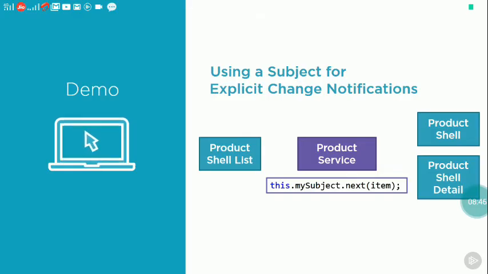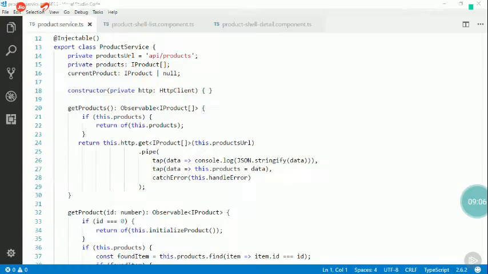Even though our application works perfectly fine without it, in this demo we'll change our code to use a subject and broadcast explicit change notifications. Our list component will push the user-selected product into the subject's observable sequence, which in turn will broadcast that selected product to the detail component. We are back in the APM sample application once again, looking at the product service. Here we have the current product property that is tracking the user-selected product.